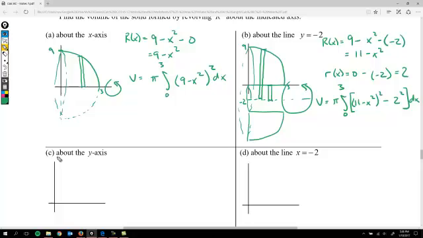Okay, let's do it again, except this time I am rotating about the y-axis. All right, so I'm going this way instead. All right, so I end up with a dome like this. And these are the cross sections that I'm taking. Well, this time it looks like I need to do things in terms of y.